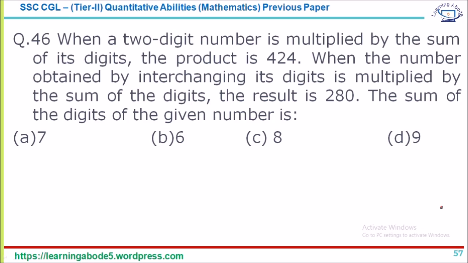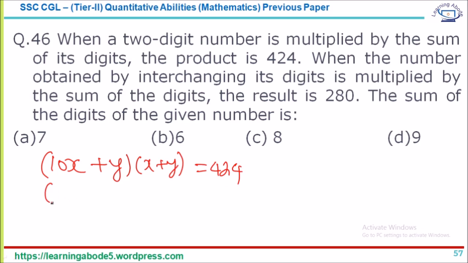So here you have a 2-digit number and it's multiplied by the sum of the digits. The product is 424, and when the digits are reversed and multiplied by the sum of the digits, the result is 280. So the 2-digit number we can write as 10x plus y, multiplied by the sum of the digits x plus y, and that's equal to 424. The reversed number multiplied by the sum of the digits is equal to 280.